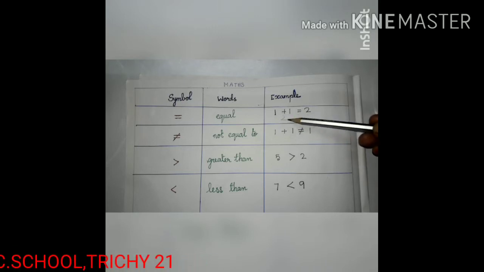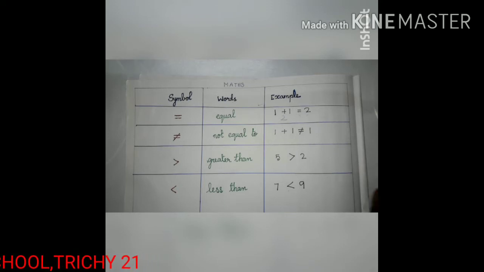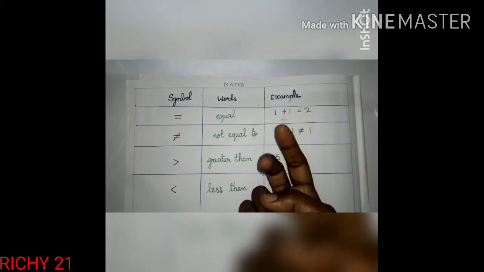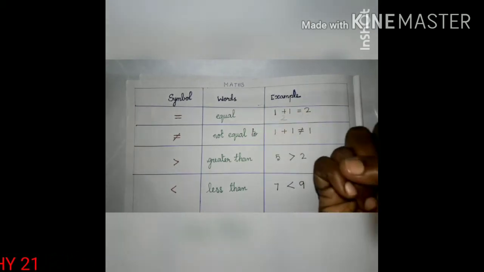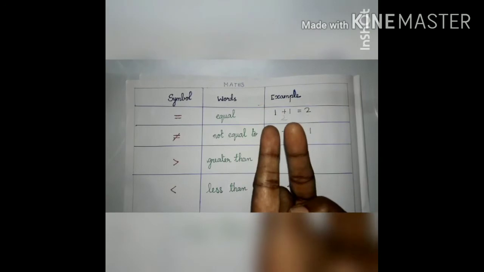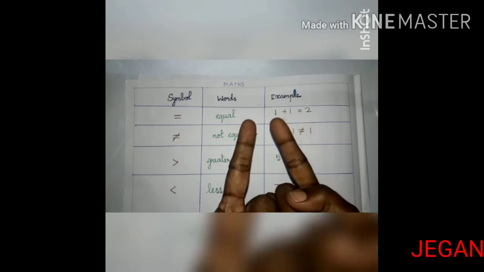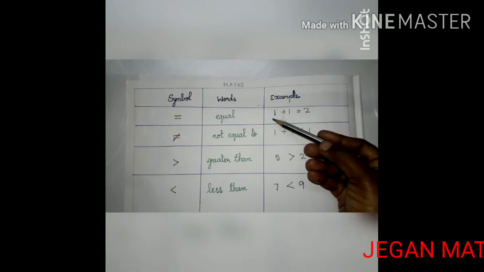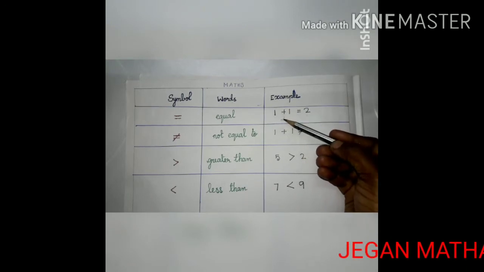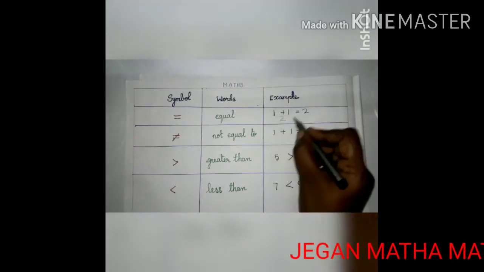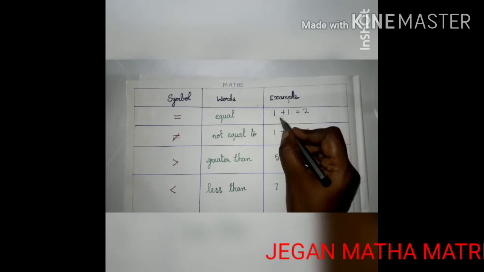Correct. 2. Look at my fingers. 1 plus 1. How many? 2. Am I right? Listen here. 1 plus 1. Altogether 2. 1 plus 1 is equal to 2. Okay. Listen here. 1 plus 1. What is the value of these two numbers? 2. 2 equal 2. See, this value is 2.